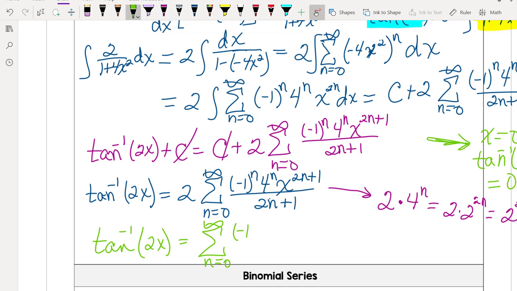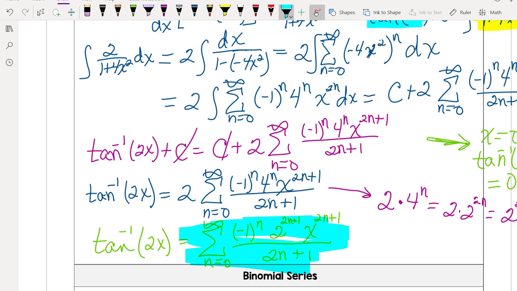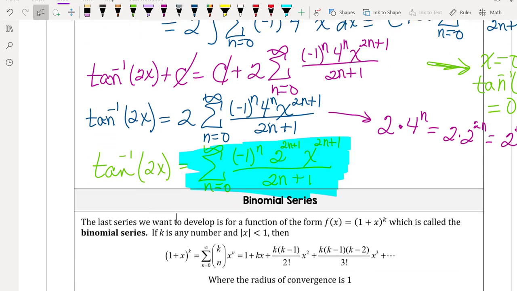So we have our (-1)^n, and now we have 2^(2n+1). And then we have x^(2n+1) all over 2n+1. So they all kind of go together. This is a much cleaner looking series than the previous one, but both are correct.